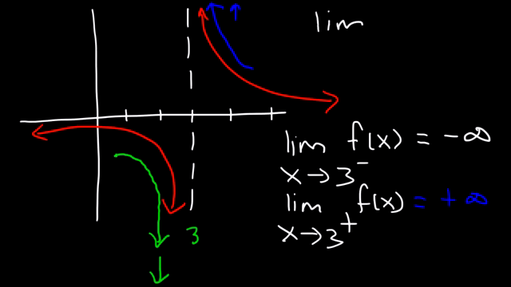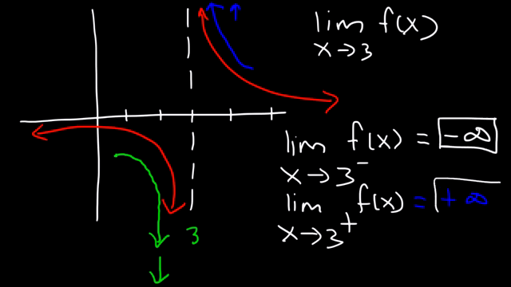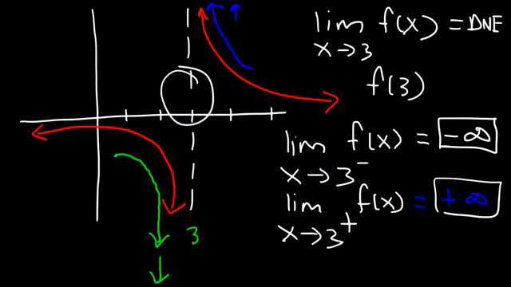Now what is the limit as x approaches 3 from either side? Because these two do not match, the limit does not exist. Now what about f of 3? We don't have any closed circle at x equals 3, so therefore f of 3 is not defined. It doesn't exist.